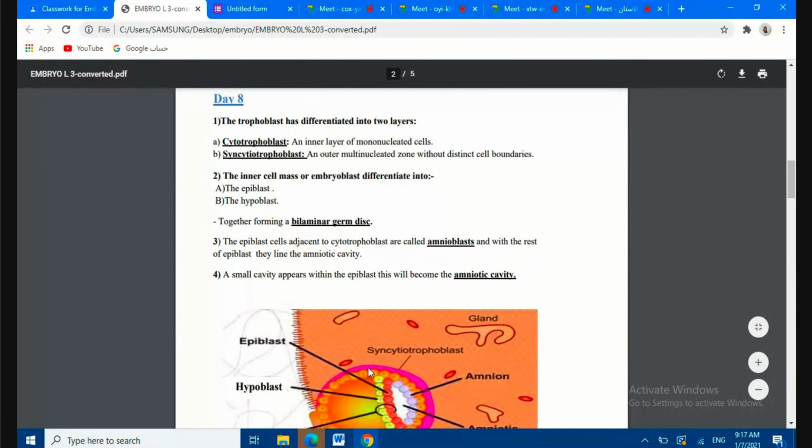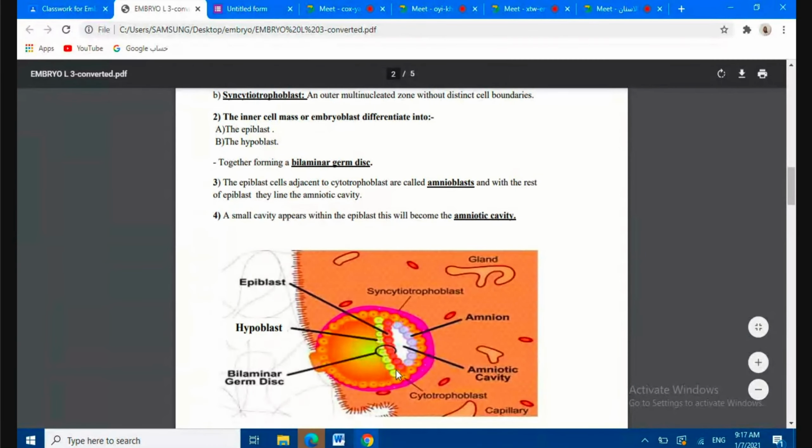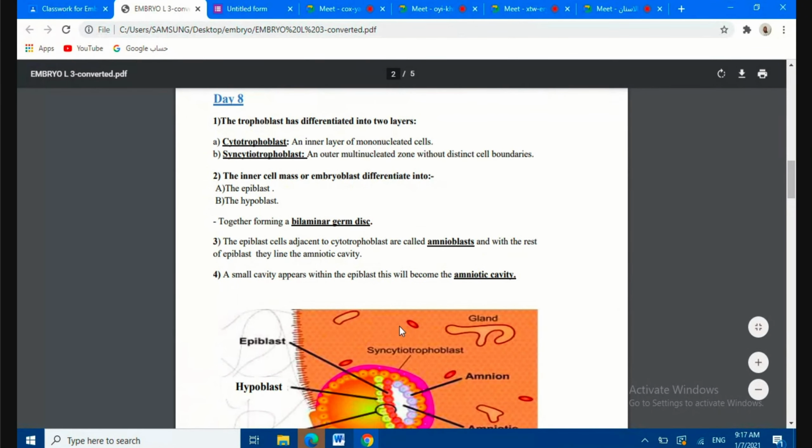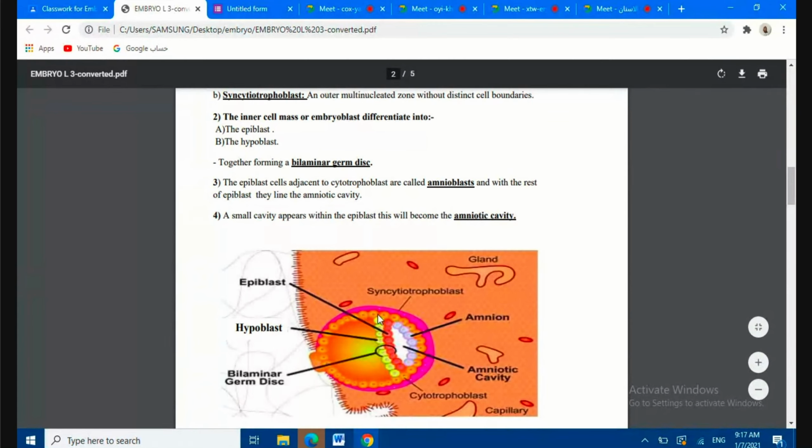Look at here. As you see, it is a group of tightly packed cells, unicellular or mononucleated cells. While the syncytial trophoblast is the outer multinucleated zone without distinct cell boundaries. As you see, it is a multinucleated zone. We said zone because it is multinucleated, without distinct cell boundaries, meaning there are no barriers between the cells, so we see it in the form of a zone.